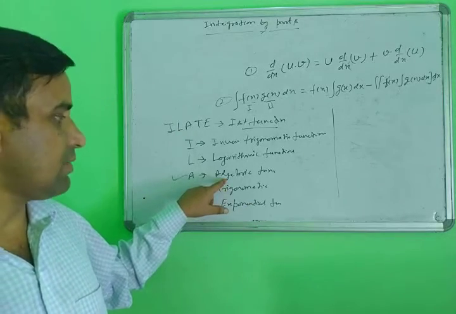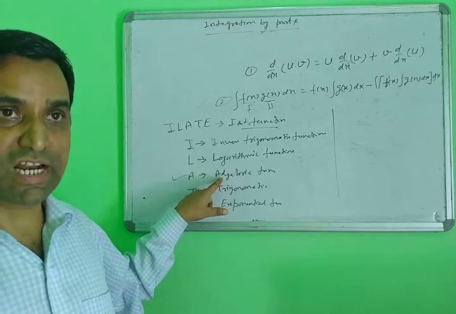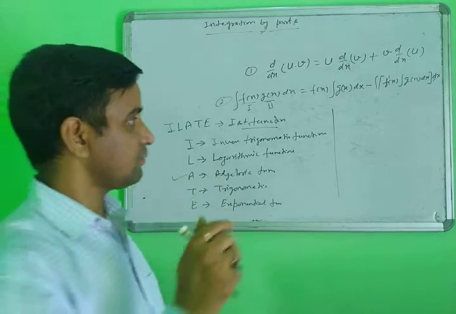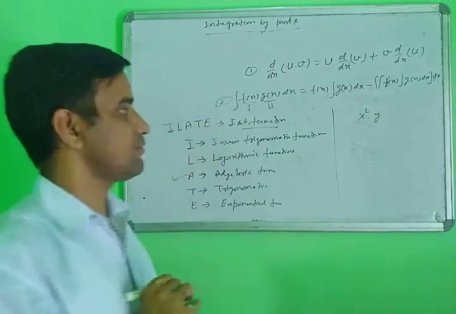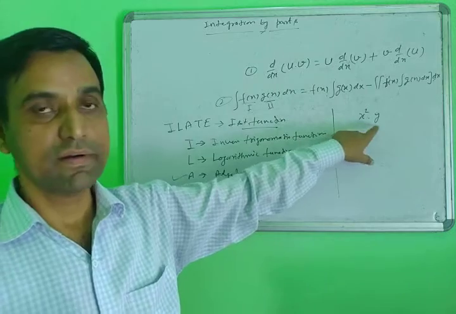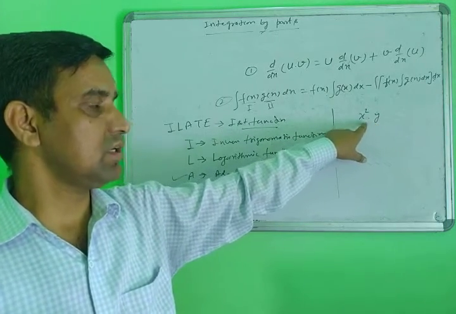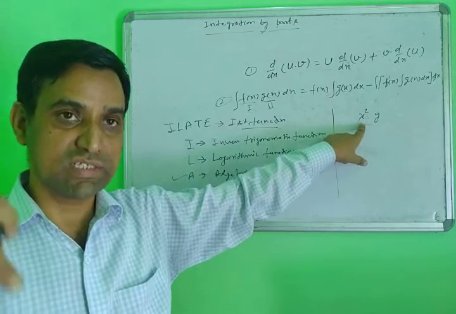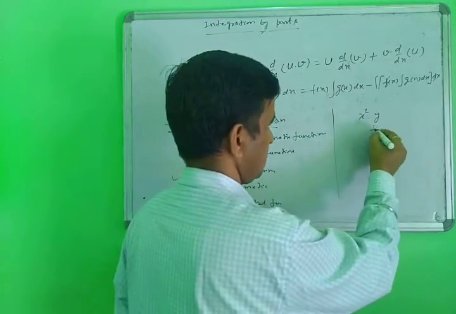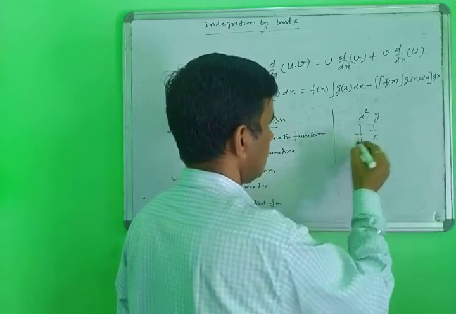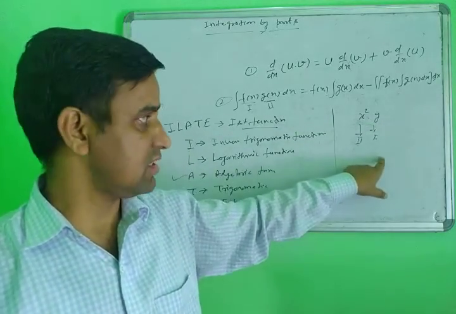Those algebraic functions whose differentiation is simpler, you will select as the first function. For example, suppose you write x square and y. Both are algebraic functions here. Then which will be the first function? The one that is easier to differentiate is selected as the first. This is the first, this is the second.